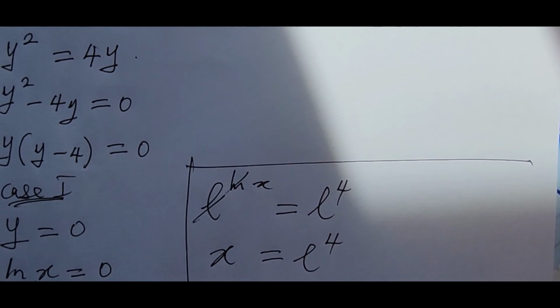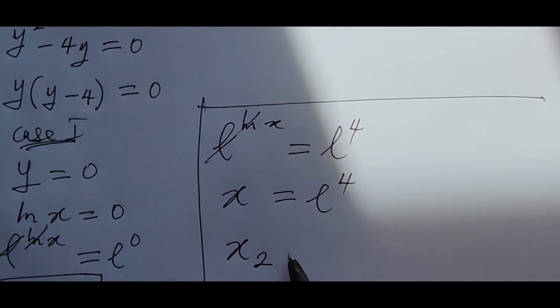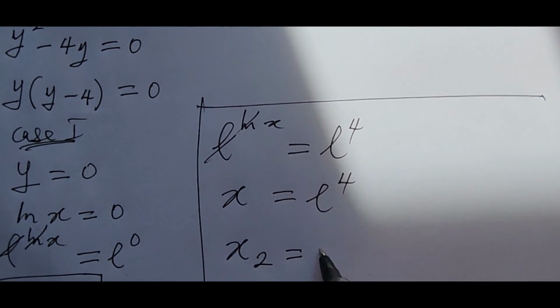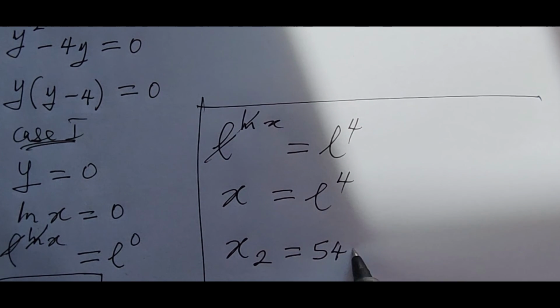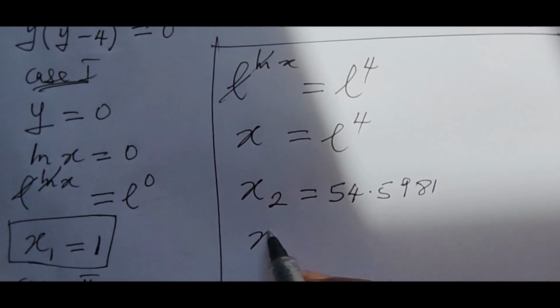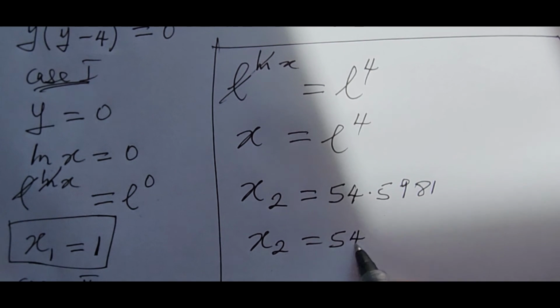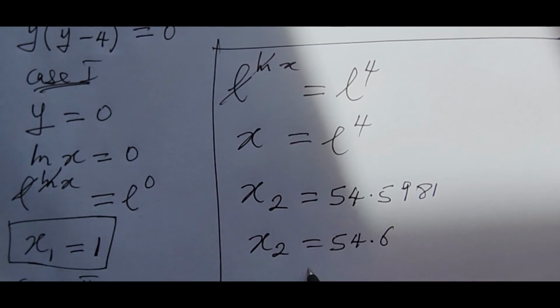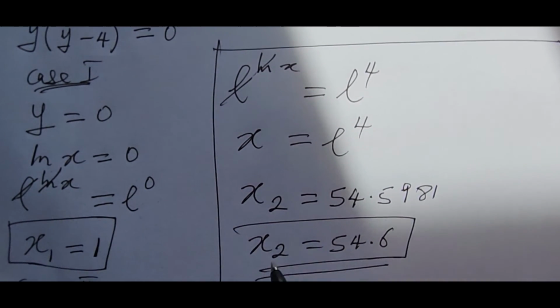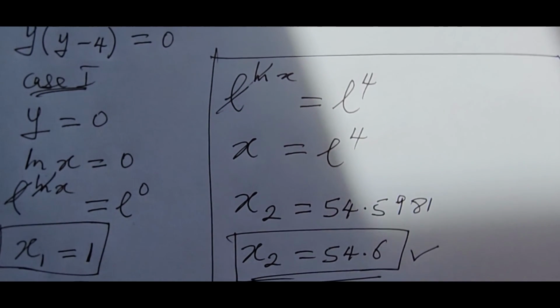Now, this will give you a numerical value, right? If we find the numerical value, this is going to give us 54.5981. Approximately, we can say x2 is equal to 54.6. So this is the second value of x that will satisfy the original equation.